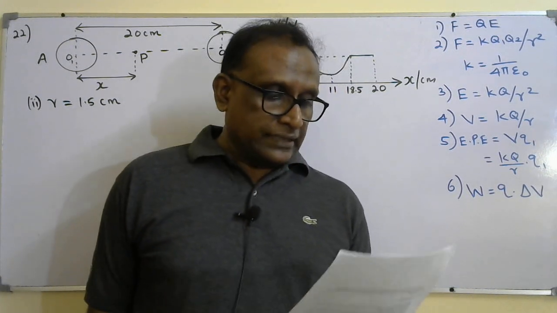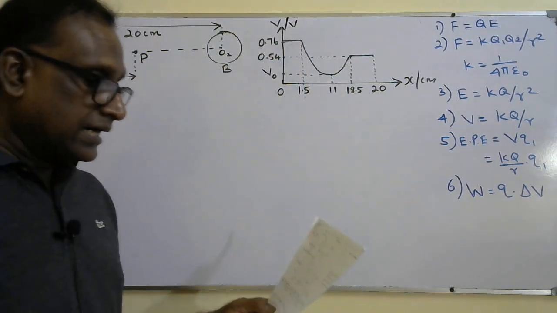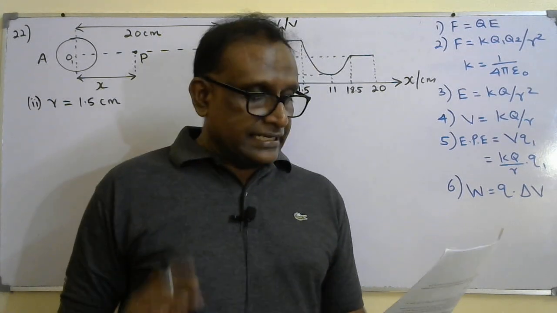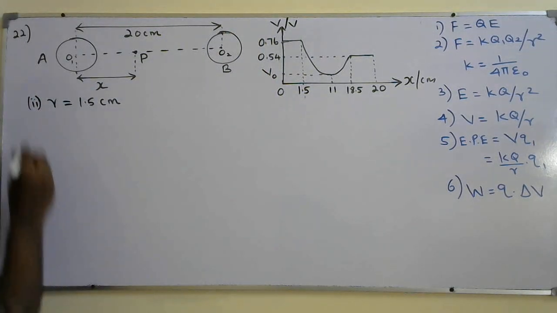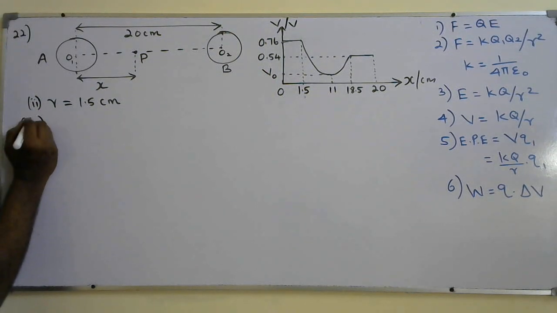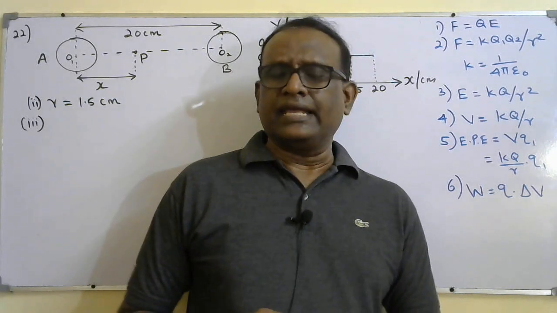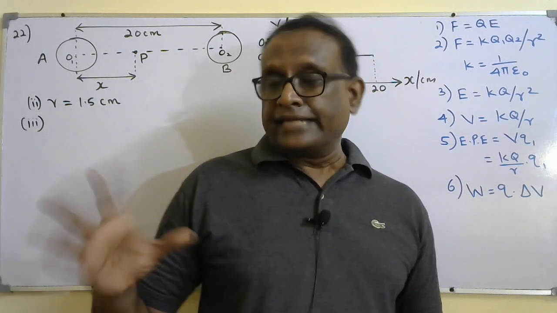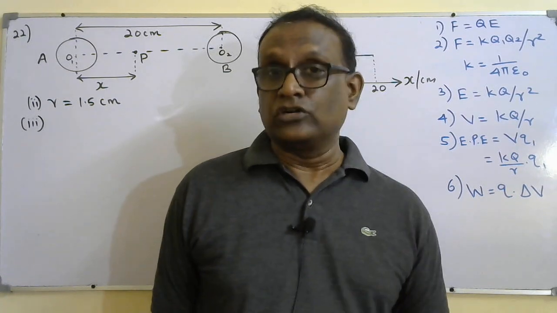Okay, third part. State the distance of the null point from the center of sphere A. How are you going to find the null point? The null point is the point at which the resultant electric field strength is equal to 0.